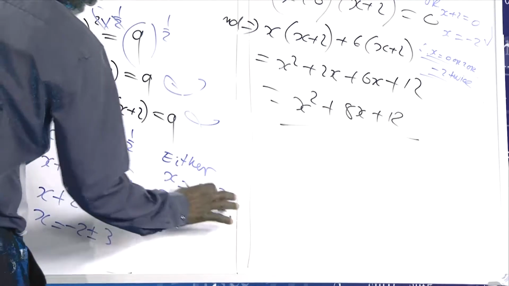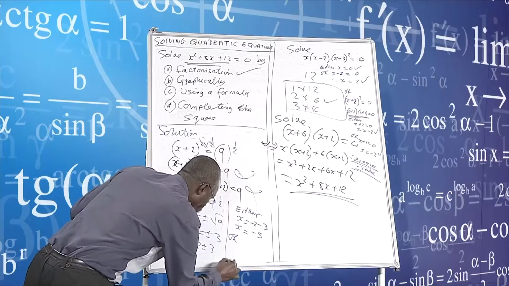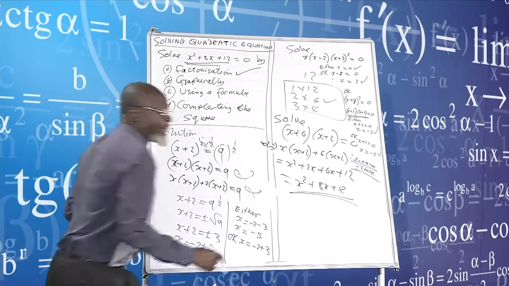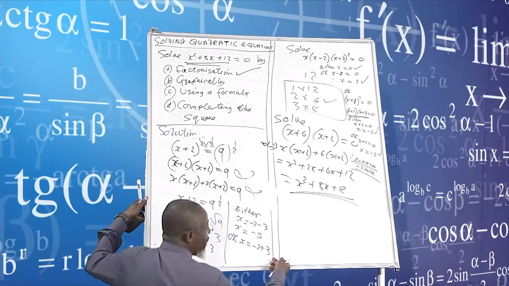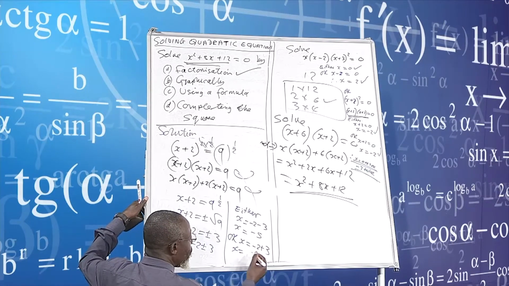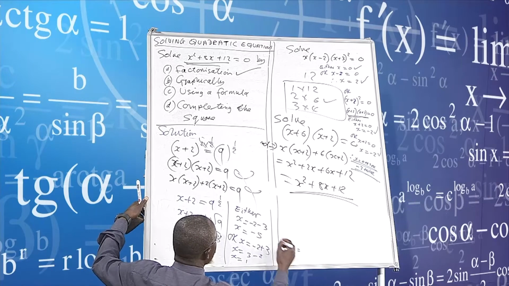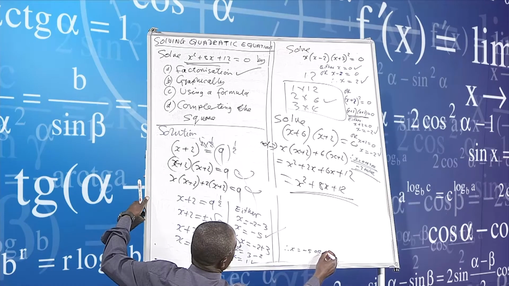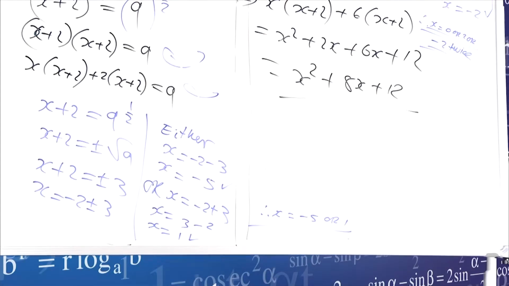With this, many people get lost with the signs. Or x is now equal to minus 2 plus 3, right? When you are dealing with this addition, you start with the 3 and then the minus 2, which equals 1. So therefore x is equal to minus 5 or 1. That is now the answer.